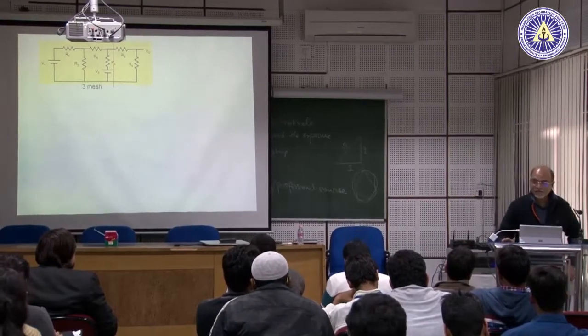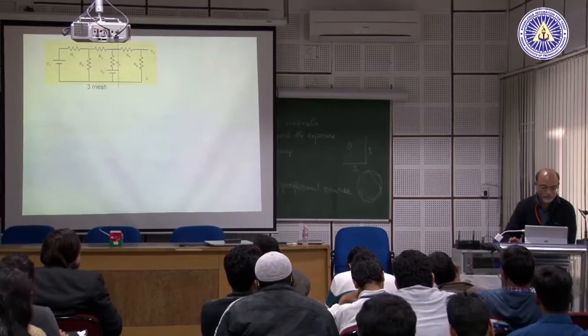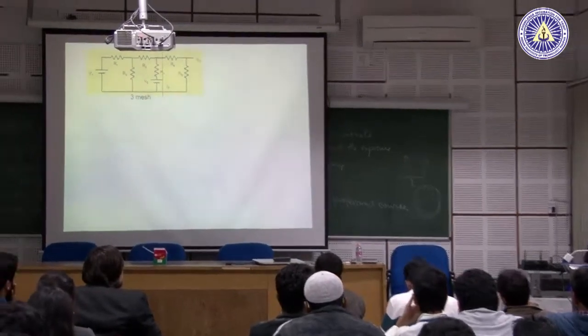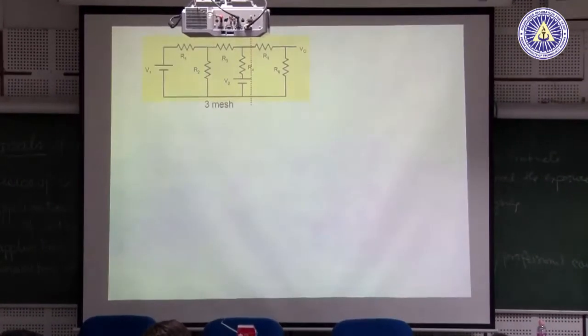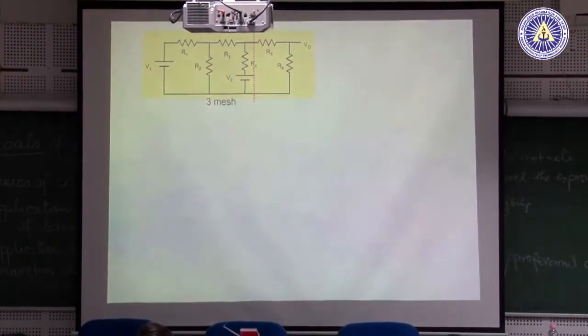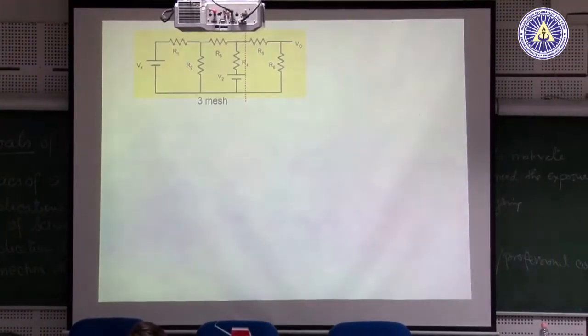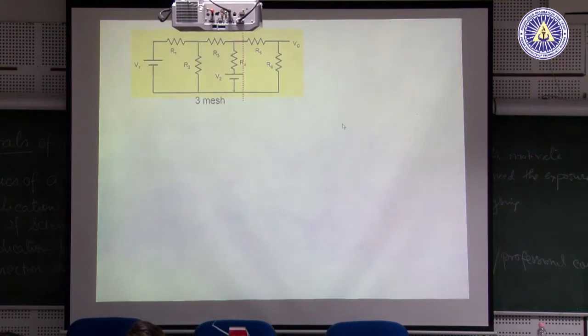Those of you from electrical engineering would remember Thevenin's theorem, for example, right? So here is a circuit. For those of you who don't remember, let me just tell you what it is. There's a circuit that you want to analyze, and this circuit has, as you can see here, 3 meshes. This is one mesh, there's another mesh, so it's a 3-mesh circuit, and you want to analyze this particular circuit, right?